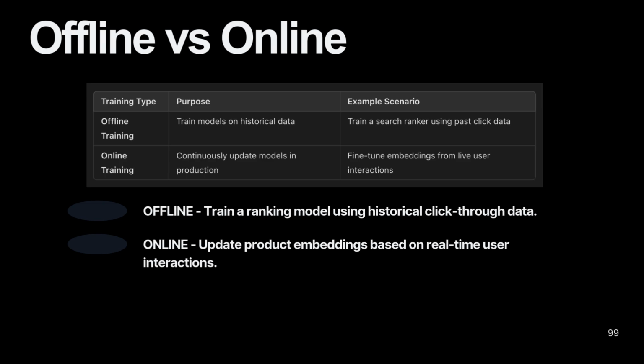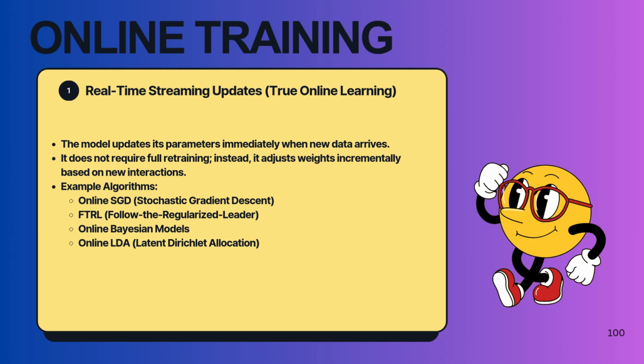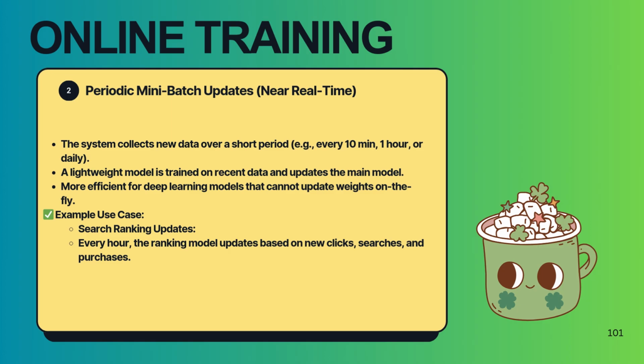There could be two kinds of online training. The first is real-time streaming updates. In true online training, the model updates its parameters immediately when new data arrives. It does not require full training; instead you just adjust the weights incrementally based on new interactions. Example models could be online SGD, follow the regularized leader, online Bayesian models, online LDA, or those. The other is periodic mini-batch updates, near real time.